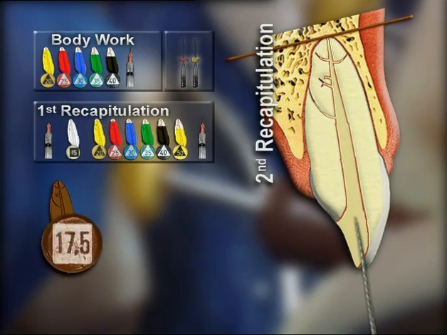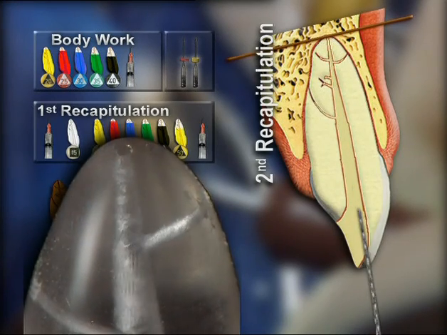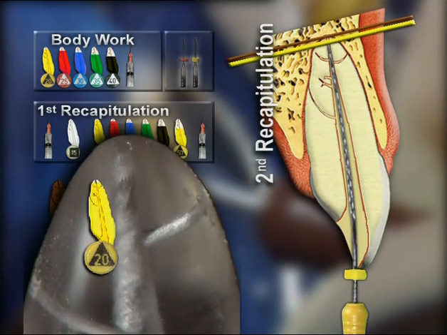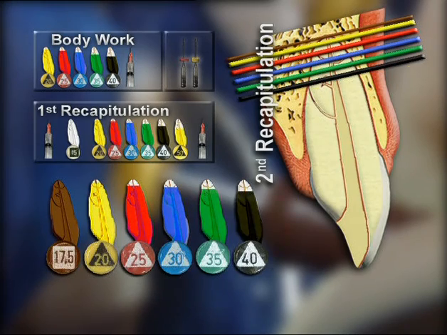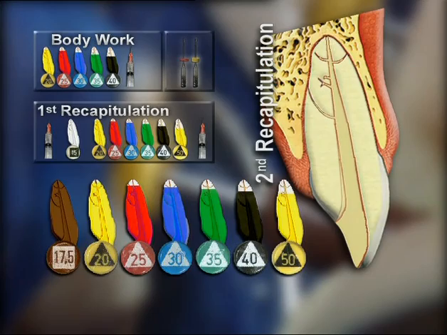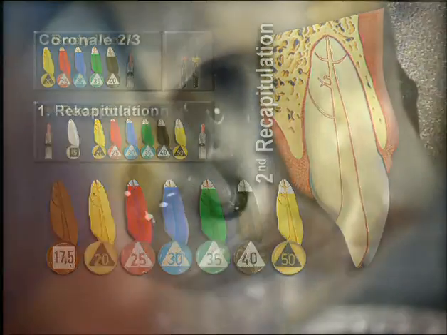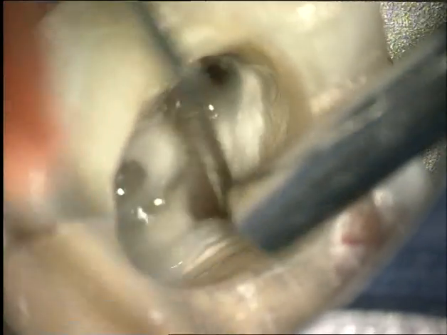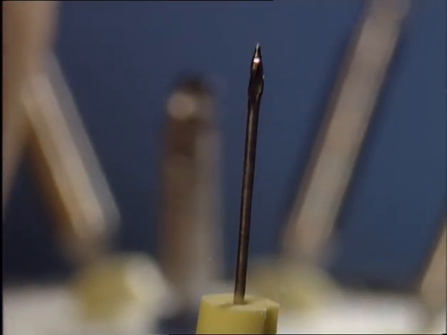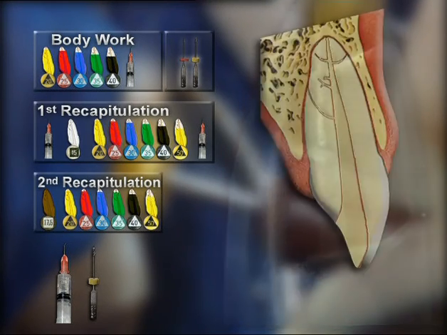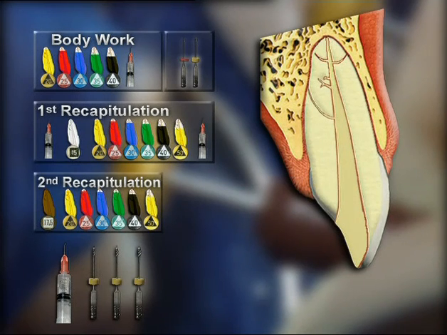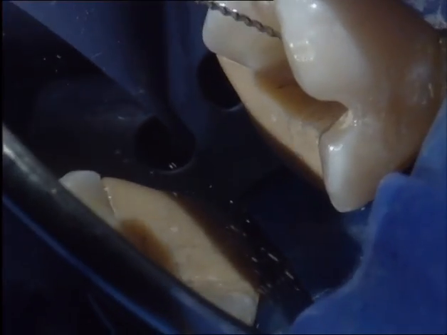During the second recapitulation, no instrument goes to the same place twice. They automatically extend deeper into the canal, thus developing the desired conical shape. Gates-Glidden drills are used again to brush the walls in the cervical third and to continue to blend the shape of the apical third with the coronal third. If the desired shape has not been achieved, more recapitulations are necessary.